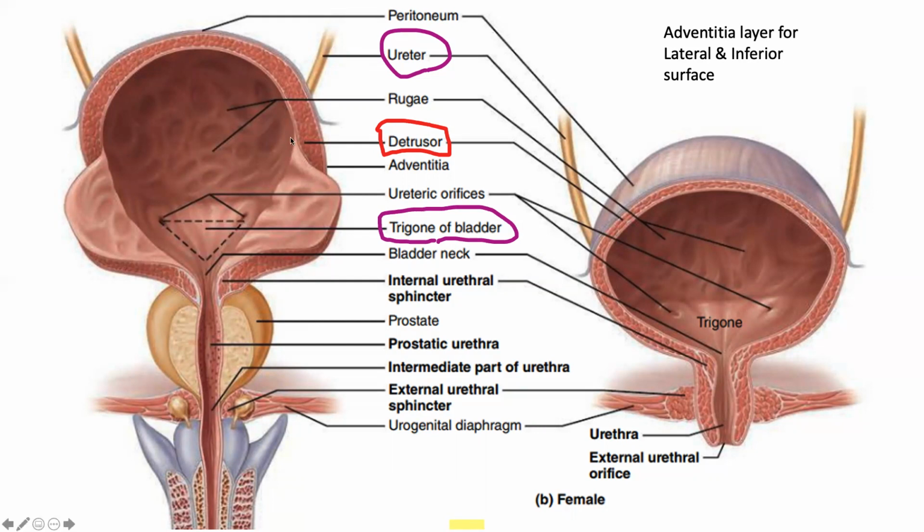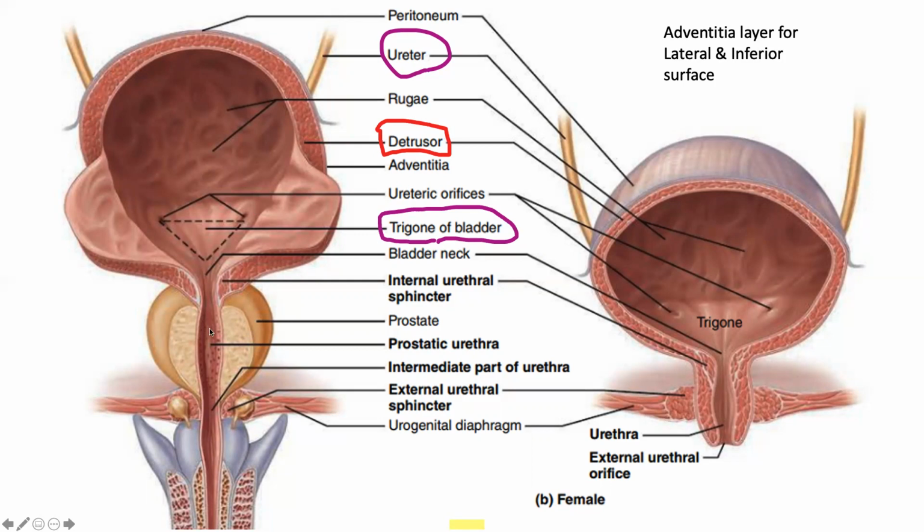The inner lining of the bladder is transitional epithelium. It has a very thick muscle layer. This muscle is called the detrusor muscle, and the outer adventitia layer. And as we leave our urinary bladder, we continue and come out as the urethra.